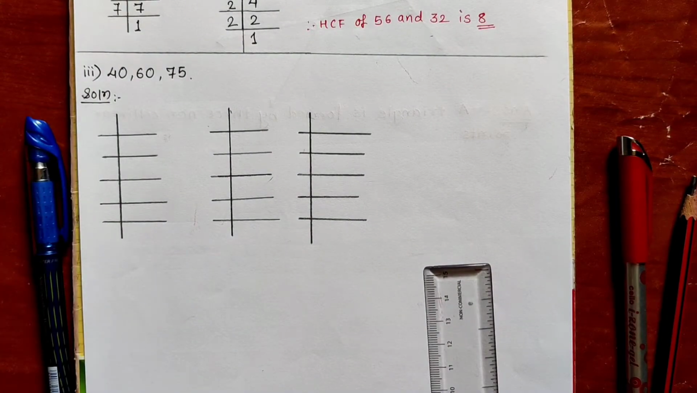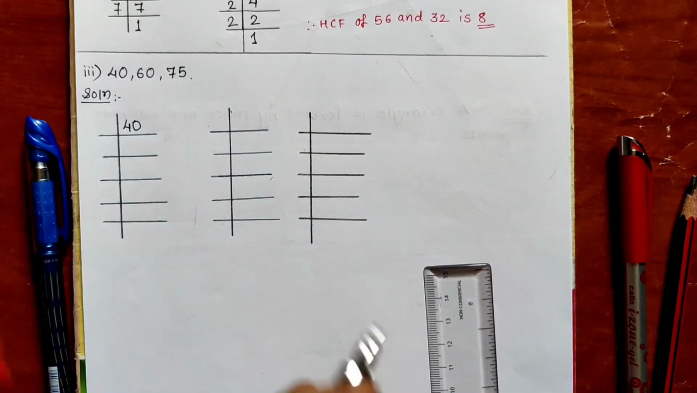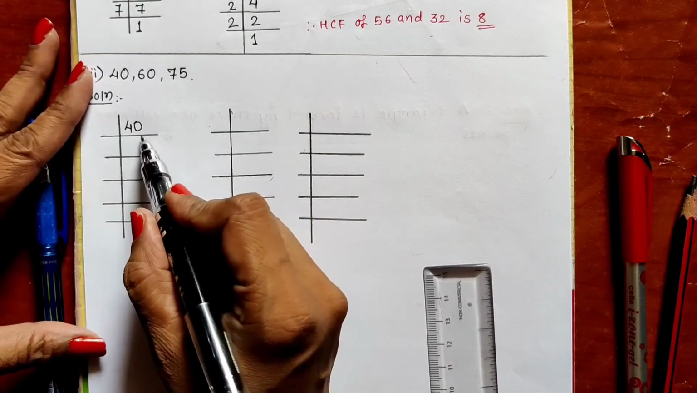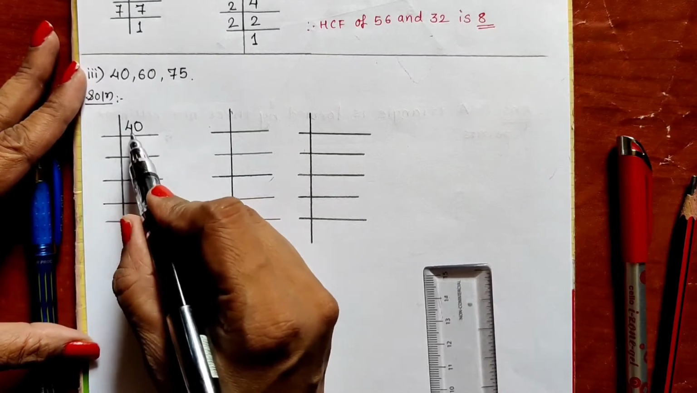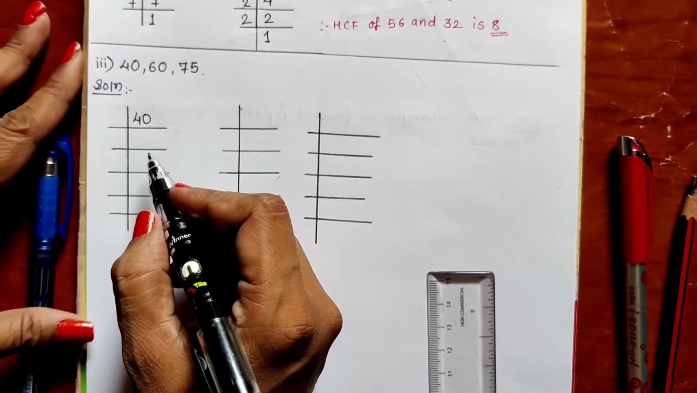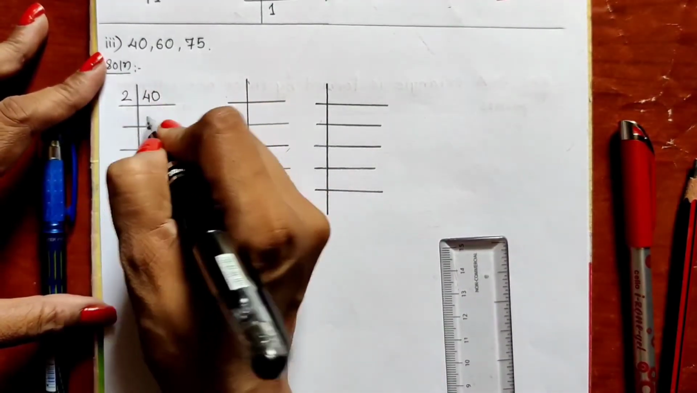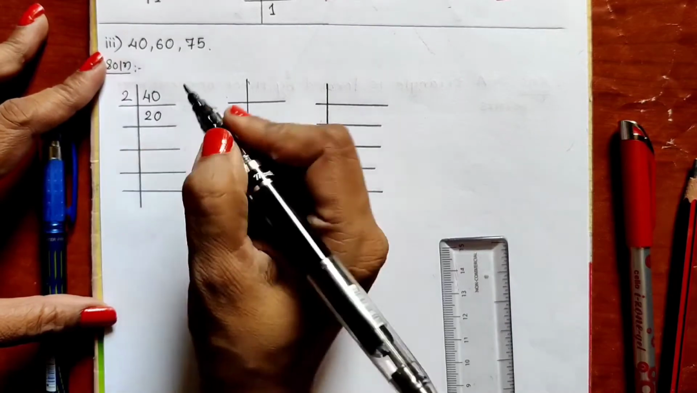First we find the factors of 40. 0 is there in the unit place. That means this number is divisible by 2. This is an even number and it is divisible by 2. So let us divide it by 2 first. 2 2s are 4, 2 zeros are 0.